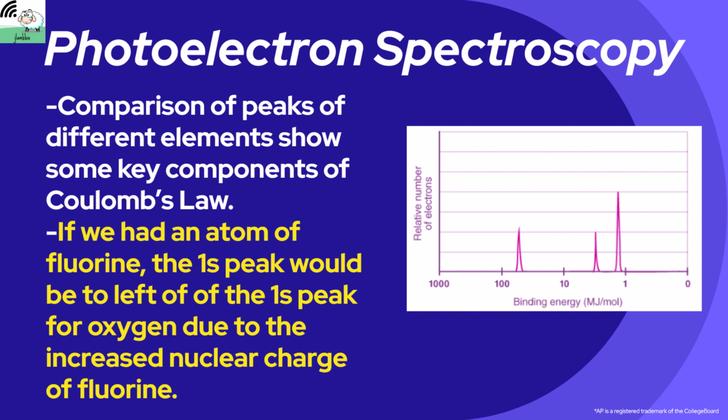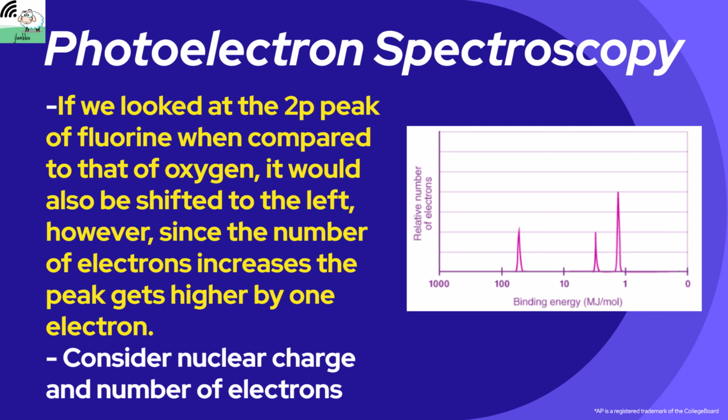That means that it's going to have an extra proton in its nucleus, so the 1s sublevel is going to be more attracted to the nucleus of fluorine than it would be of oxygen. So the peak is going to be to the left due to the increased nuclear charge that's present in fluorine. Fluorine would have 9 protons in its nucleus, while oxygen only has 8. And so the increased nuclear charge results in the 1s peak being closer to the nucleus than that of oxygen. So the peak would shift over to the left.